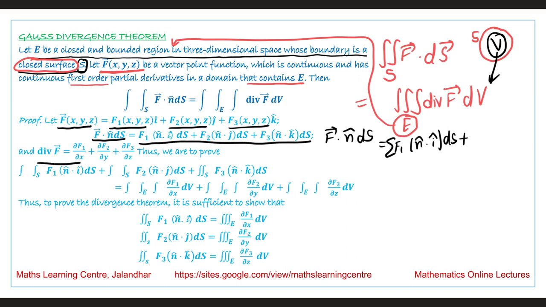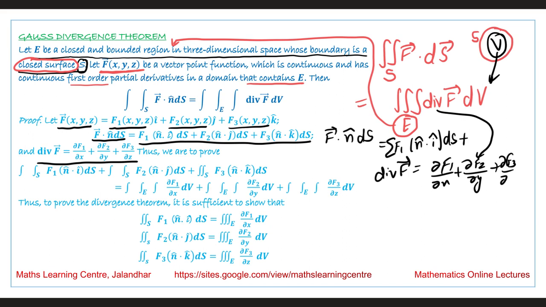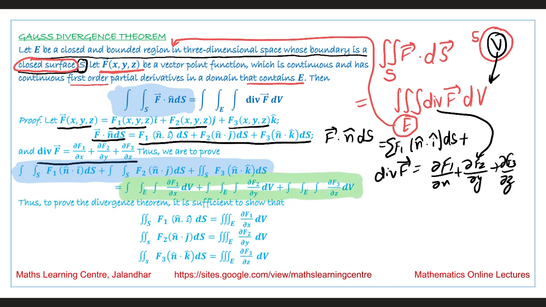Then we have the divergence of f vector, which is curly f1 by curly x plus curly f2 by curly y plus curly f3 by curly z. If we substitute these values, what we have to prove is that the value of this whole surface integral is equal to the sum of the volume integrals of these three terms.